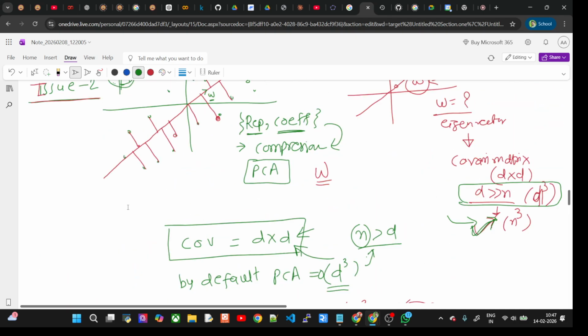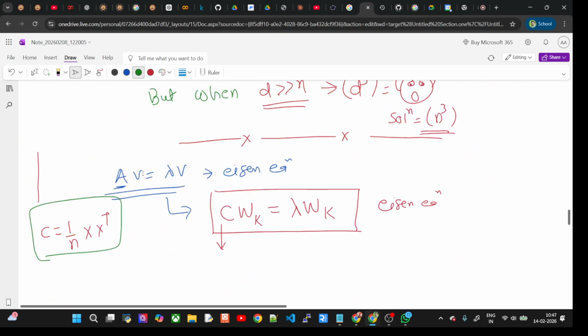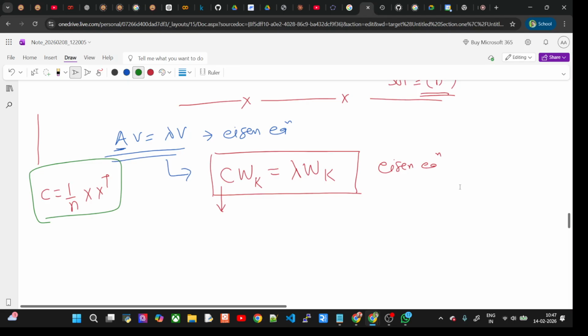So you just need to understand it, because sometimes if you go to any kind of R&D work, they will ask you, can you derive this one? So you should know that thing better. So we are now putting these things. C is what here, this is equation 1, and this is equation 2 for example. So I am putting equation 2 into equation 1: 1 over n X into X transpose, wk equals lambda wk. I hope you are now with me.